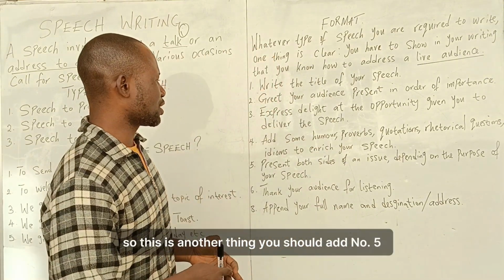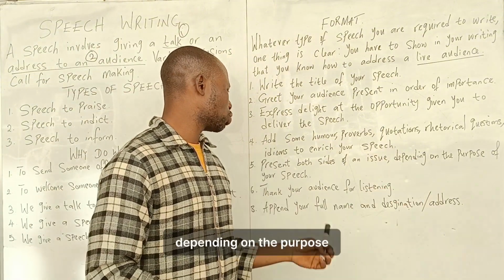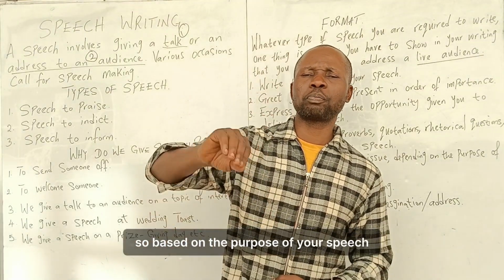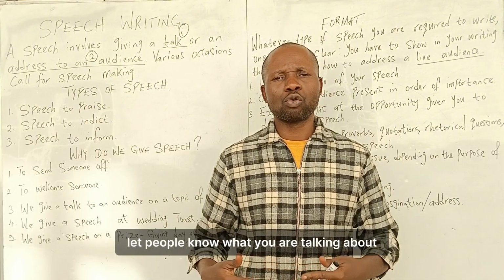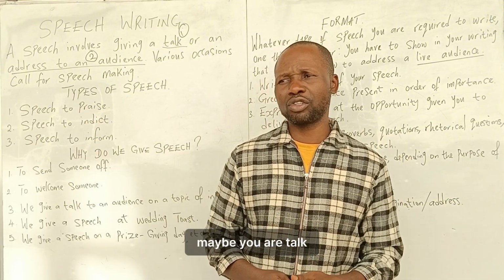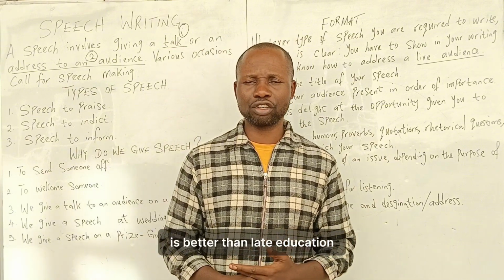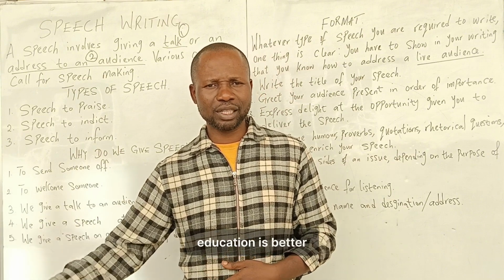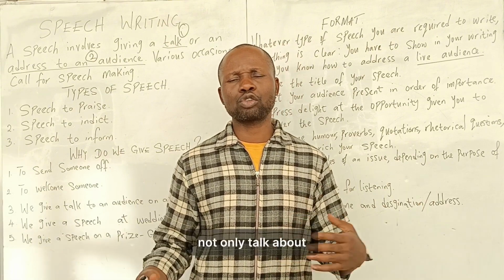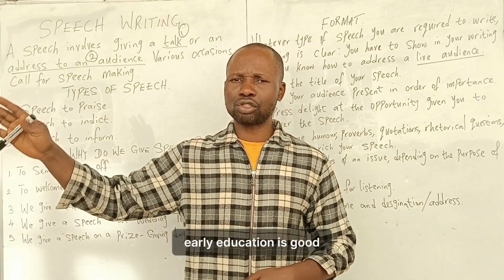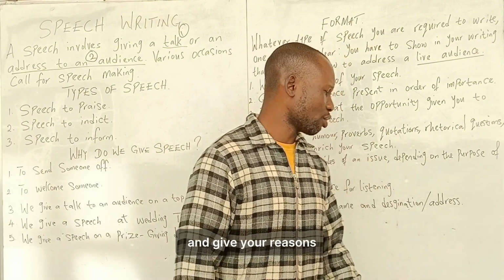So this is another thing you should add. Number 5, present both sides of an issue depending on the purpose of your speech. So based on the purpose of your speech, present both sides. Let people know what you are talking about. Maybe you are mentioning in your speech that early education is better than late education. Present why early education is better. Present why late is not better. So present both, not to only talk about early education is good, is good, is good. Present why the late one also is not good and give your reasons.